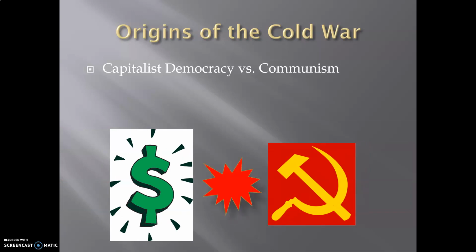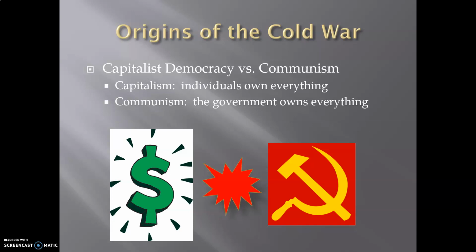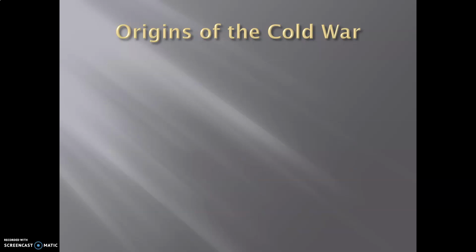And so essentially it turned into a race between capitalist democracy and communism, right? The two systems, one in which the individuals, the people, have control over the economy and own their own private property, versus communism, in which the government controls the economy and things are meant to be more for the benefit of everyone rather than the benefit of the individual. So it is very much an ideological war as much as it is a political and military war.